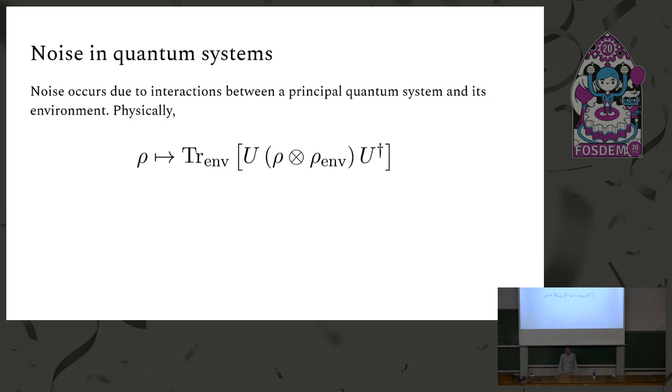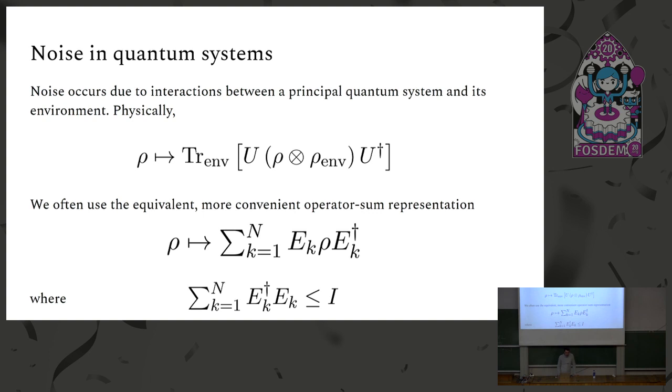So I thought I would give two or maybe three slides of very brief background about noise in quantum systems. I can go through this quickly, but just to give you an idea, noise occurs because we can't completely isolate our quantum systems. They're always interacting with the environment. So we have unitary evolution not just acting on the principal system, that is our quantum computer, say, but also on environmental variables. And the thing we measure is what you get after tracing out the environment. We often use this equivalent, but maybe more convenient, operator sum representation, where you define these Kraus operators, E sub k, which satisfy this equation at the bottom. And these define a particular quantum channel.